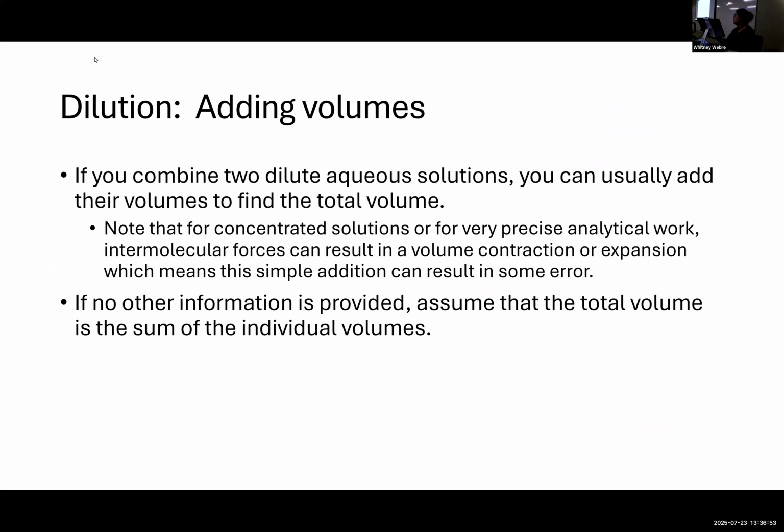That's always your V2. Note that for concentrated solutions or for very precise analytical work, intermolecular forces can result in a volume contraction or expansion. But y'all don't have to worry about this in Gen Chem 1 or even engineering. But this is something we think about in higher chem. So if no other information is provided, assume that the total volume is the sum of these volumes. But typically they'll say, I want it to be this volume, or the total volume is this.